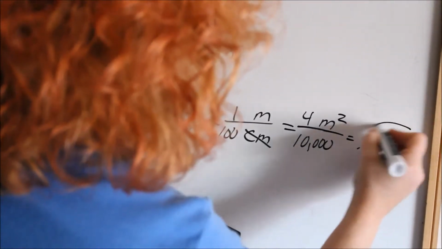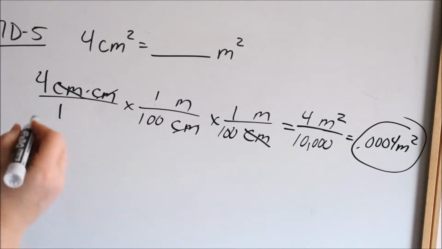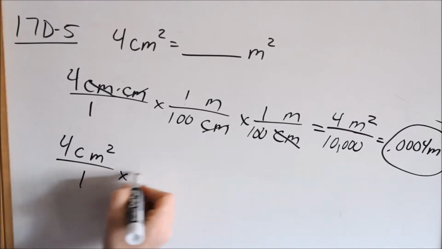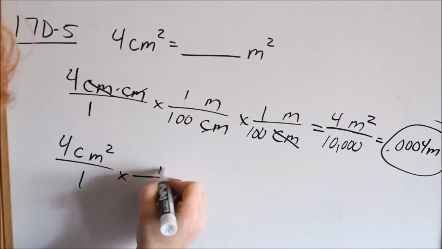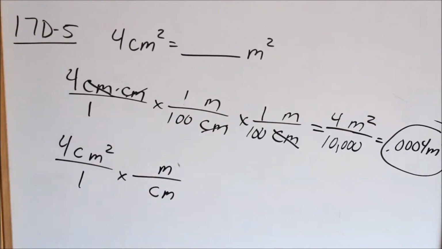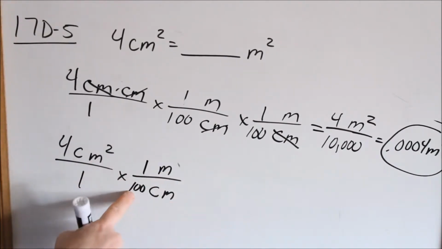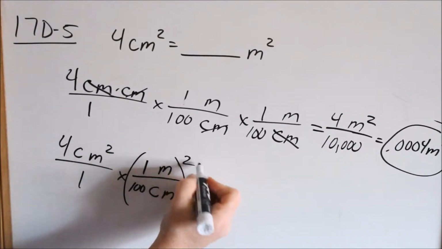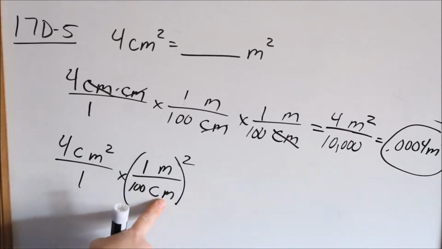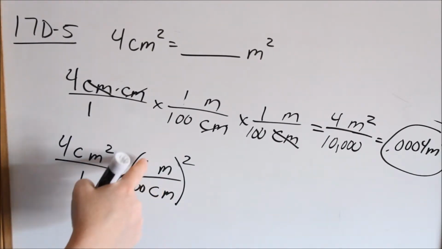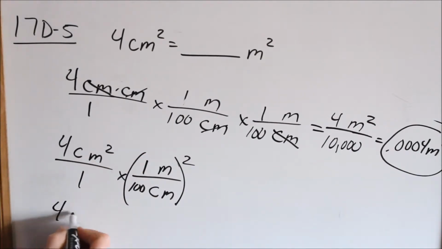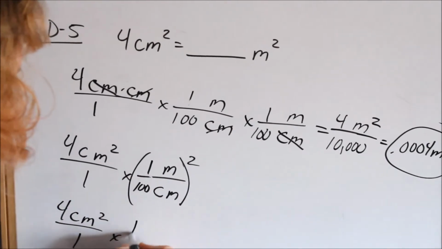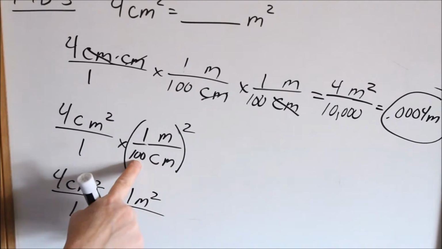0.0004 square meters. Another way that you can do this is to have 4 square centimeters over 1 times centimeters in the denominator, meters in the numerator, 100 centimeters to 1 meter. And then since this is squared, this whole thing has to be squared in order to get the right units. You have to be careful because these numbers also have to be squared, which means now you're doing 4 centimeters squared over 1 times 1 squared is 1, and then meter squared, 100 squared.